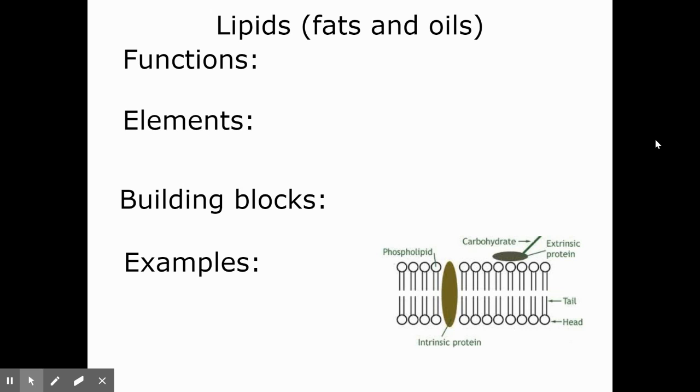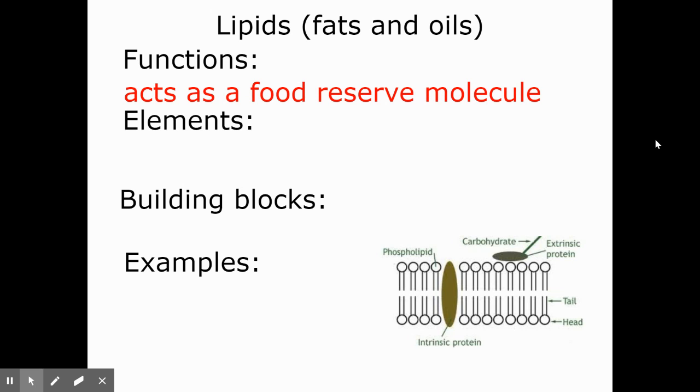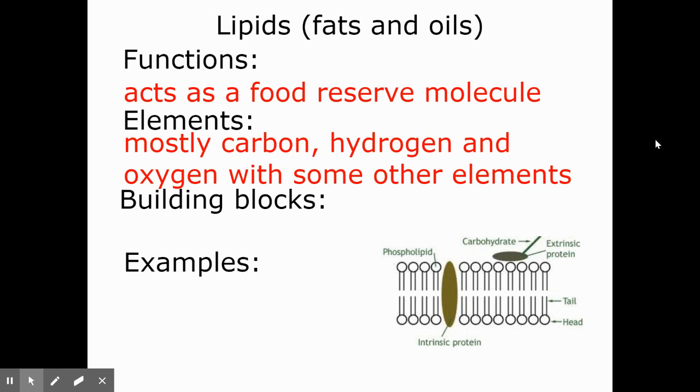Lipids. Lipids are fats and oils. Again, they act as a food reserve. They're mostly carbon, hydrogen, and oxygen. There's some other things in there. The building blocks: what makes up lipids? Fatty acids and glycerol. You got to remember both of those.